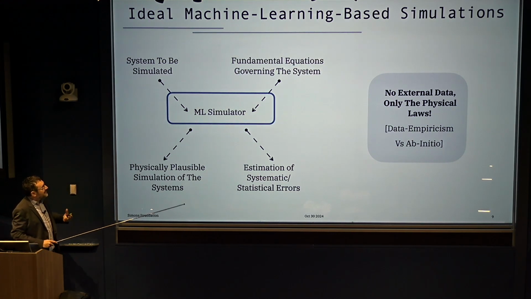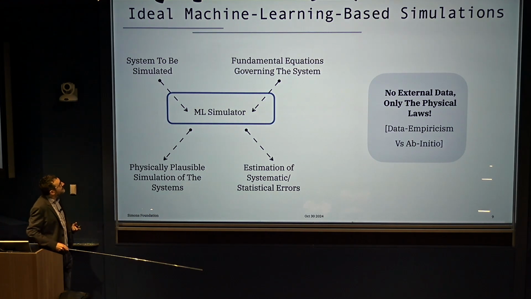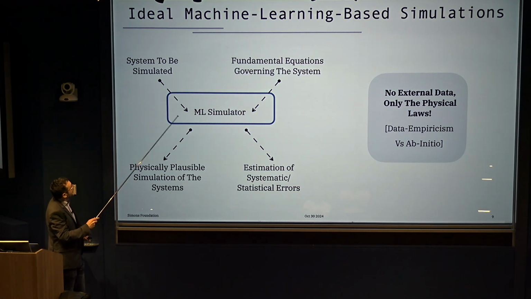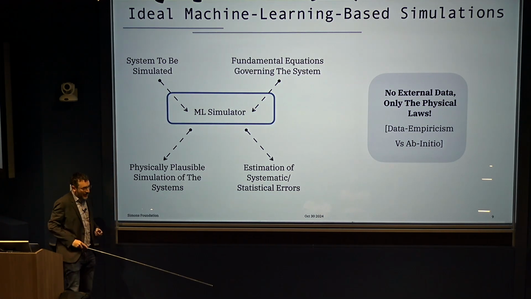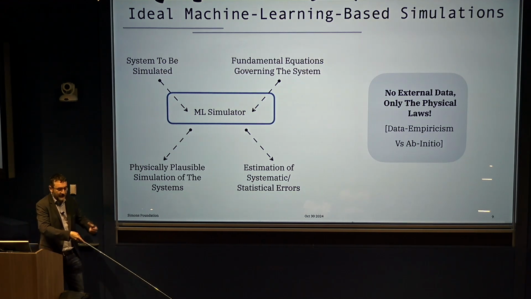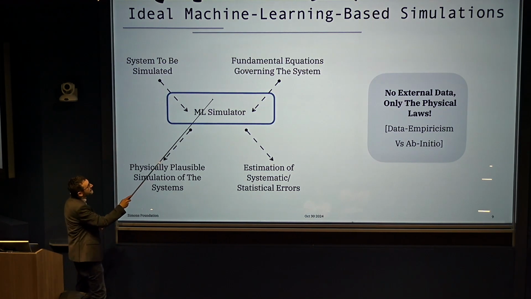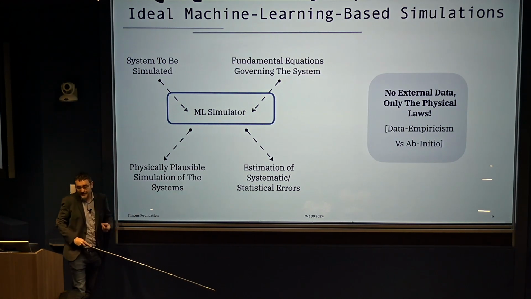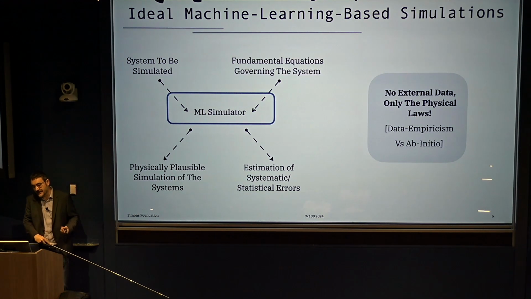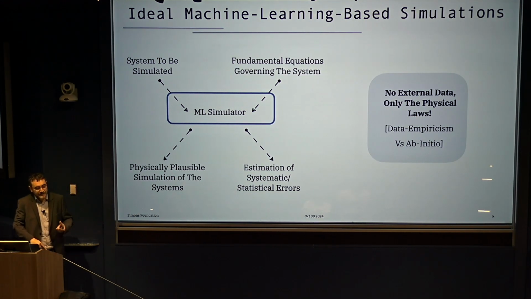So the requirements that we can put forward for such a simulator is that it should take as an input, if you want, the specific system that we want to be simulated, let's say an ensemble of atoms, a molecule, or similar, and also, if you want, the fundamental equations that we believe govern such a system, and that we have determined by other means.